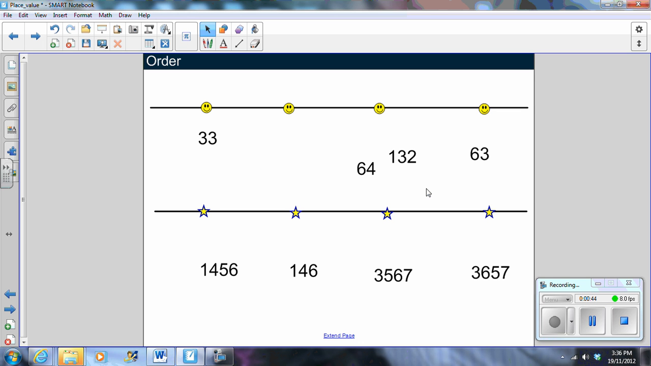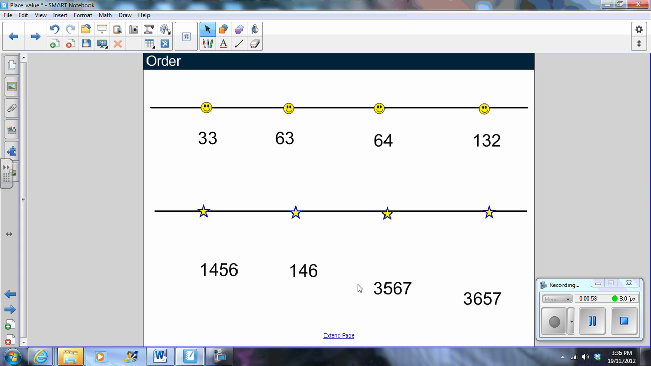Which number is the second smallest number? 63, 64, 132. This time we're going to order these numbers from the greatest to the least. So which is the largest number?